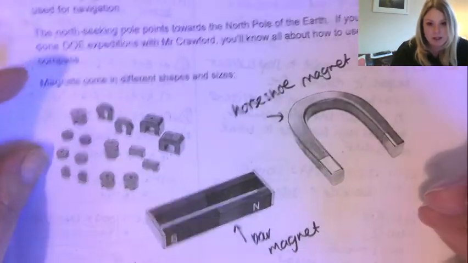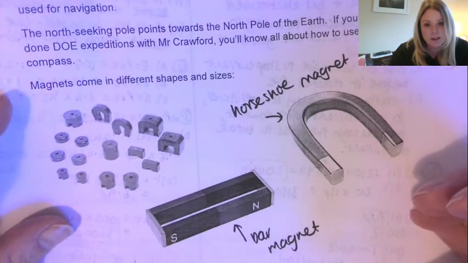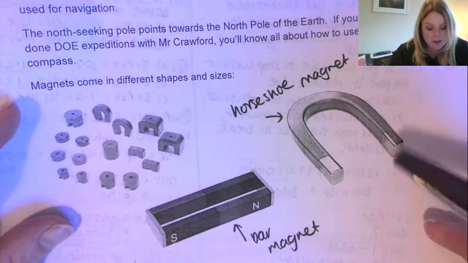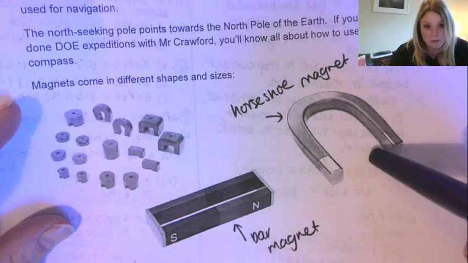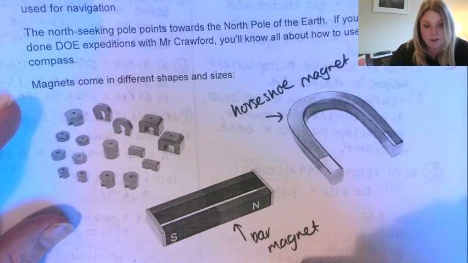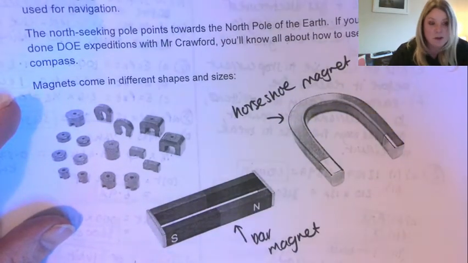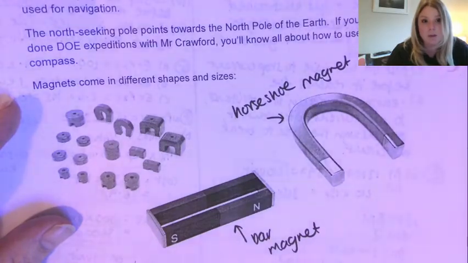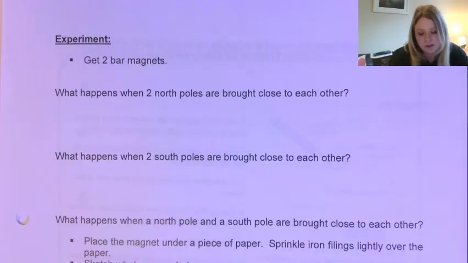Just down the bottom here, the two most common shapes of magnets that we'll be dealing with are bar magnets and horseshoe magnets. Bar magnets the most. So if you just label those two, so that if I'm using those words, you know what I'm on about. Okay, so on to 203 then.